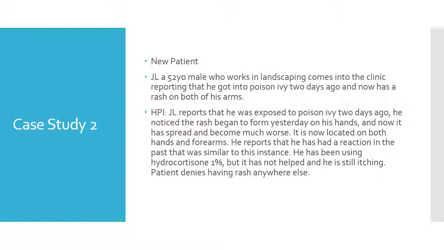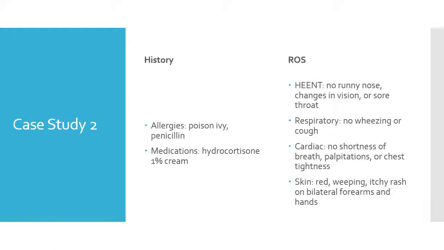He reports that he has had a reaction in the past that was similar to this instance. He's been using hydrocortisone 1%, but it has not helped, and he is itching. Patient denies having the rash anywhere else. So he has a history of poison ivy allergy, allergies to penicillin, and he is currently using hydrocortisone 1% cream, but nothing else. His review of systems shows no runny nose, no change in vision, no sore throat, no wheezing or coughing, no shortness of breath, palpitations, or chest tightness.